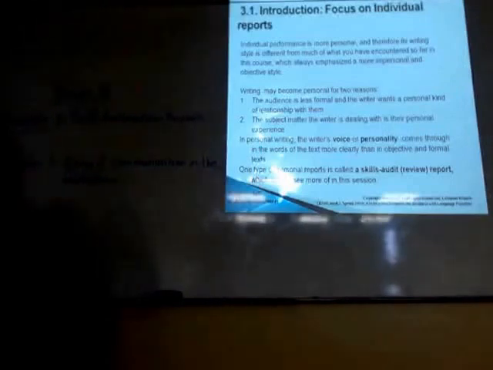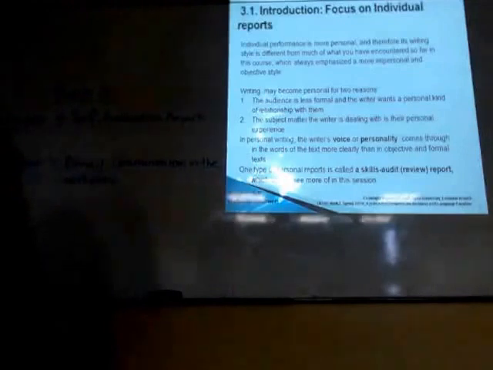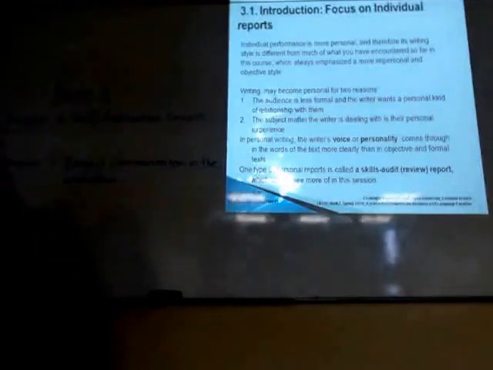Whereas reports are usually dry. They're very objective because decisions are to be taken based on your observation. So you cannot be personal in the report. You cannot say, I liked this employee. What is it that he did? We want to see what he did, not whether you like him or you don't like him, for example.